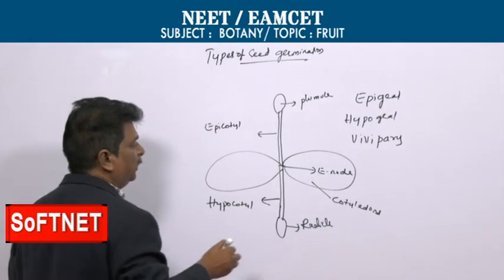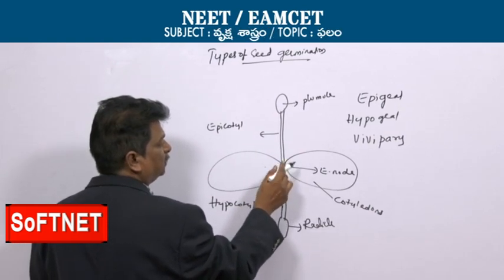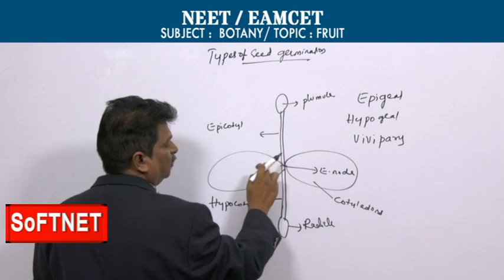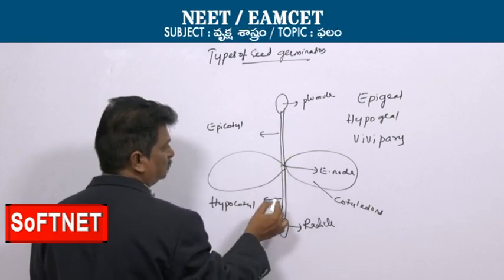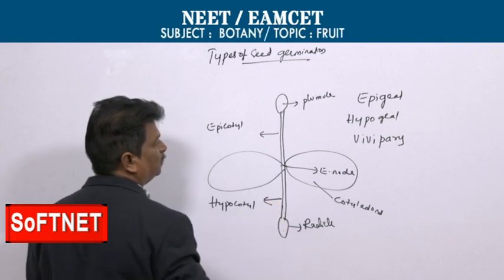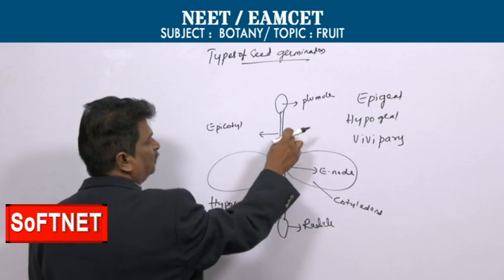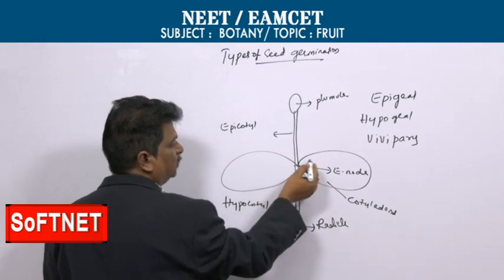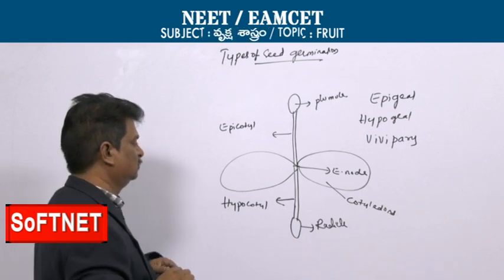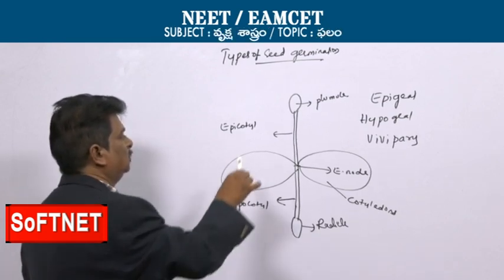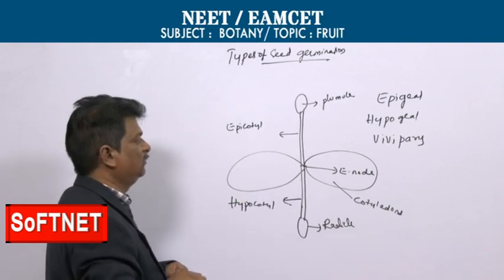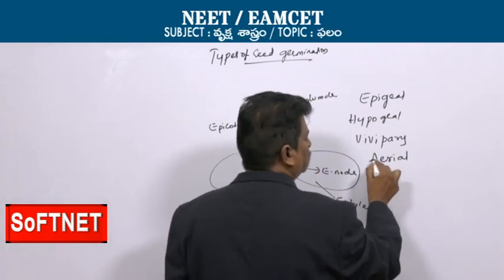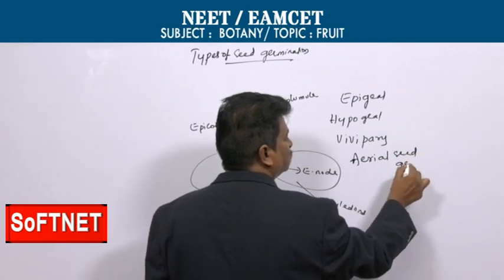Epigeal means in this type cotyledons come above the ground. It is due to elongation of the hypocotyl. Second one, hypogeal germination. In this type, cotyledons are below the ground. It is due to elongation of the epicotyl. Third one is called vivipary or aerial seed germination.